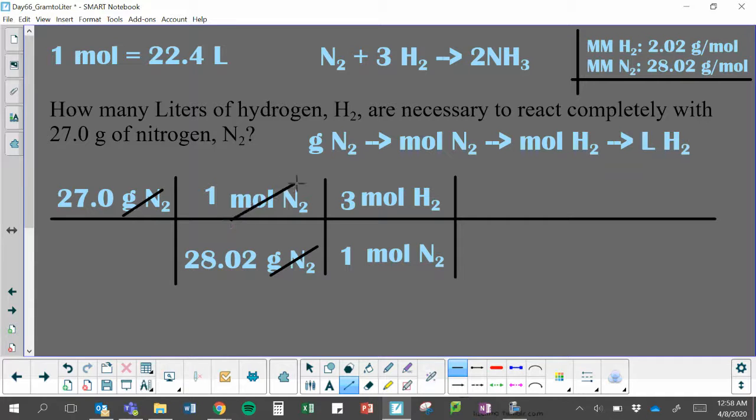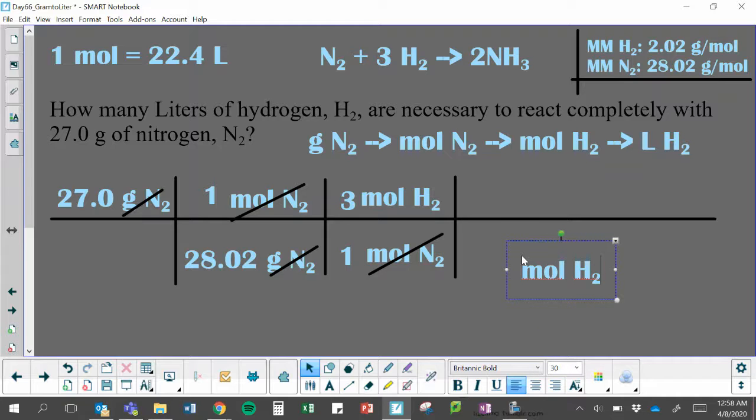So our mole of nitrogen and our mole of nitrogen cancel. We're left with moles of hydrogen. And now we can finally convert our last step into liters of hydrogen. So that means we want our moles of hydrogen to cancel. So we'll have to put moles of hydrogen on bottom. And then we're going to liters of hydrogen.